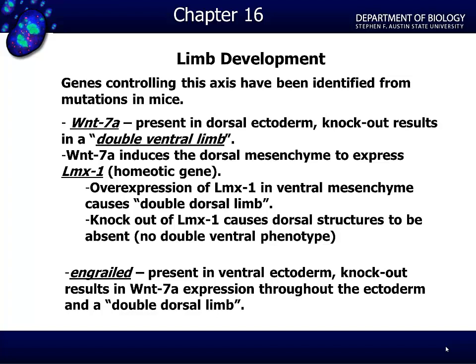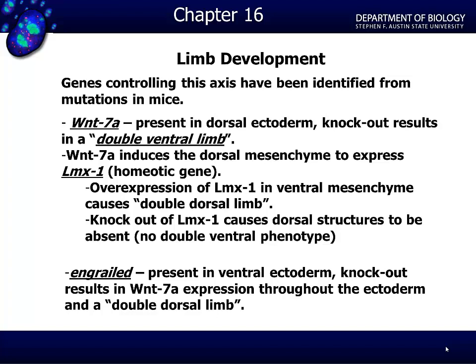Now, as we mentioned before, we can overexpress materials in the limb, or we can do knockouts where we prevent the expression of certain genes. In the case of Wnt 7a, if we knock out the expression of Wnt 7a in our dorsal ectoderm, then we get somewhat of a mirror image in the pattern, and we get double ventral. So we have ventral structures on both sides. The dorsal has been eliminated.